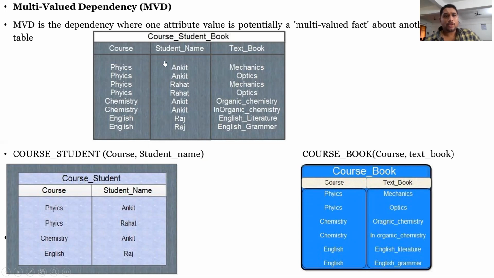Okay, right. So for every physics they have two values, Ankit and Rai. For every chemistry and English, there is a combination of multi-values. So we have four values. We decompose the four values into two values, either Ankit or Rahat. Next, chemistry goes for Ankit and Raj. We divide these four rows into two rows, either Ankit or Raj. For every chemistry, the student name should be either Ankit or Raj. Okay, Ankit. For every English, there is a Raj. For every physics, there is a Rahat.